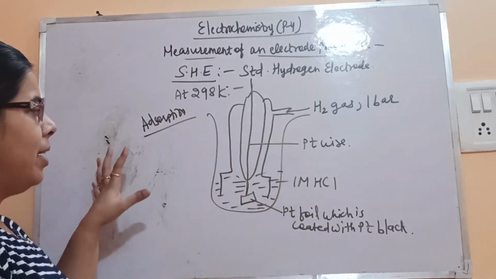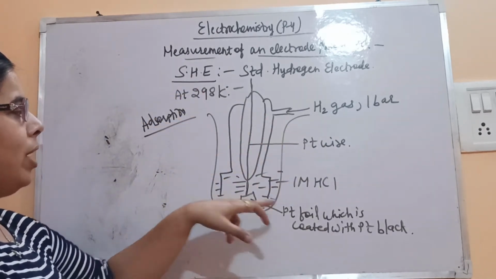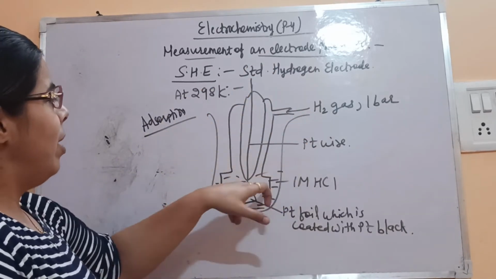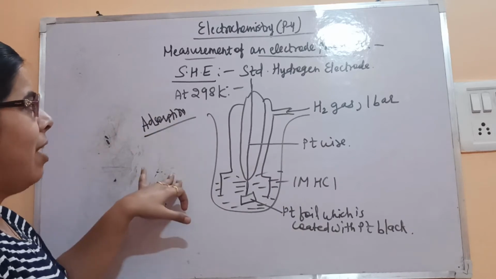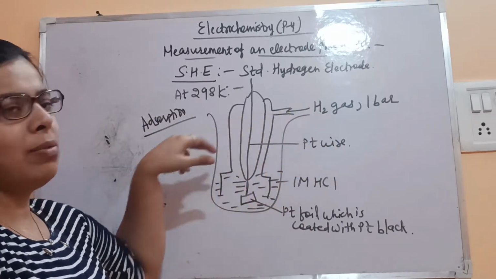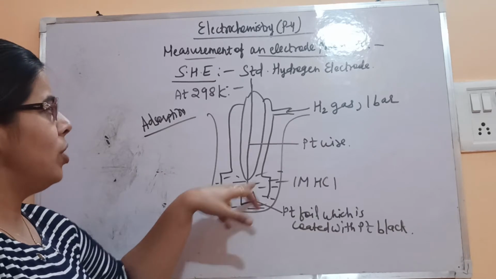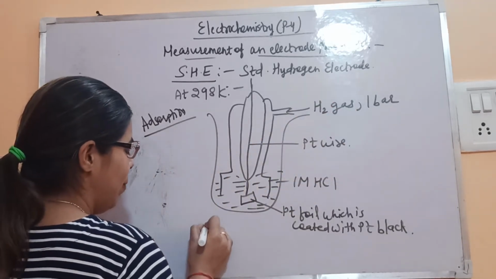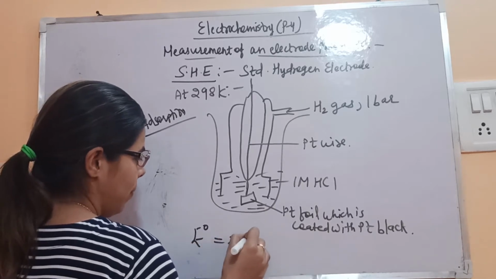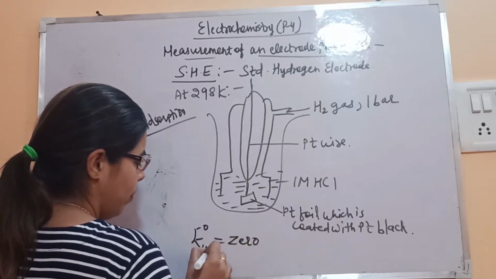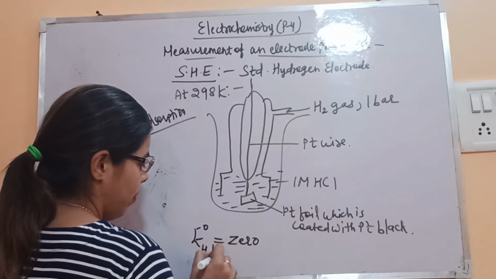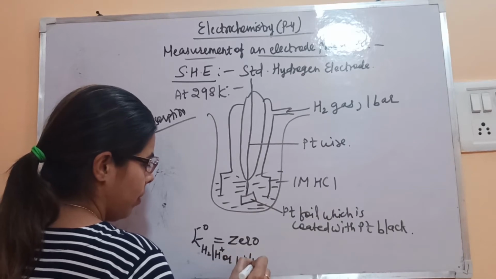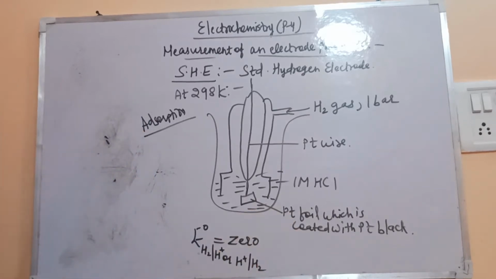We have taken the beaker container, taken the platinum wire coated with platinum black to absorb more hydrogen gas. Then we have taken the 1 molar solution at 298 Kelvin, and we are passing hydrogen gas, which you can see is constantly bubbled throughout the solution at 1 bar pressure. This is the setup of hydrogen, whose E naught value is 0.